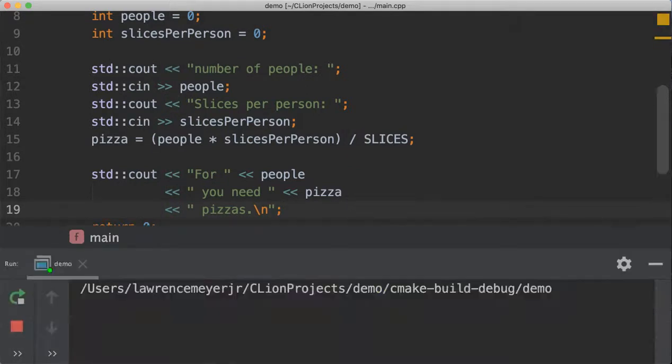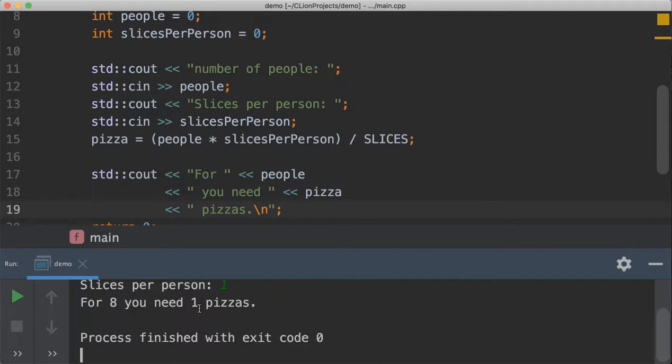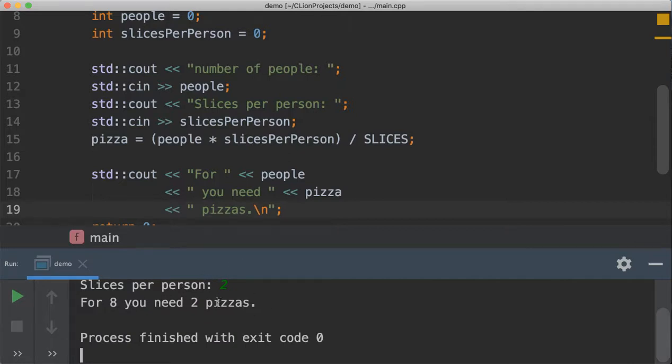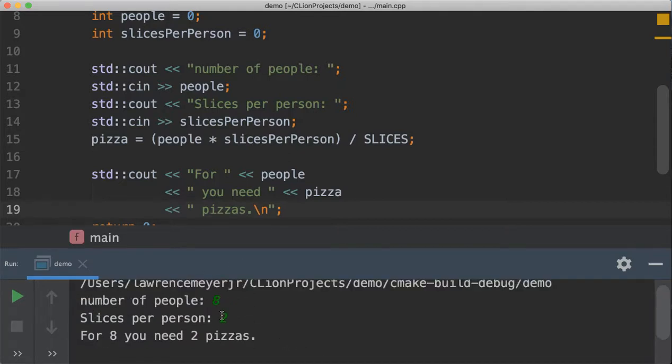There we go. So the number of people here, we're going to say there are 8 people. And they each eat 1 slice. And for 8 people, we need 1 pizza. Which, that works. If we have 8 people, and they each eat 2 slices, we need 2 pizzas. Which, again, whole numbers seem to be working all right.